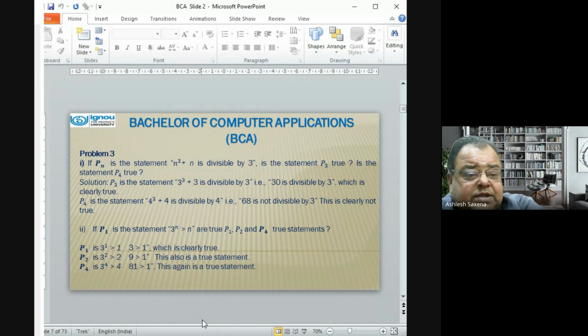If Pn is the statement 3 to the power n is greater than n, then you have to find whether that is true for P1, P2, and P4. Simply replace n by 1 in the first case, that will be 3 greater than 1, which is true. If you keep n equal to 2, 9 is greater than 2. That is again true. If you keep n equal to 4, 81 is greater than 4, that is again a true statement.